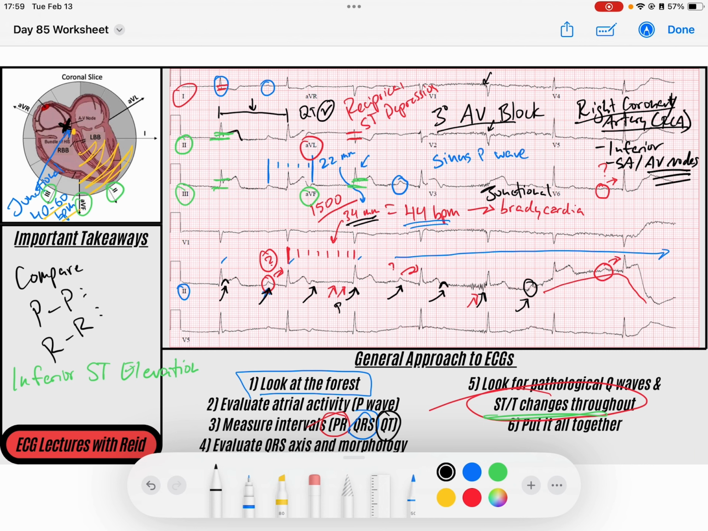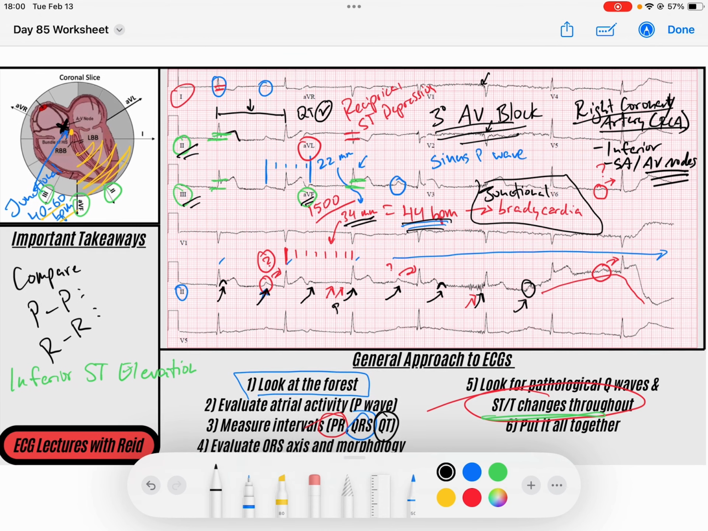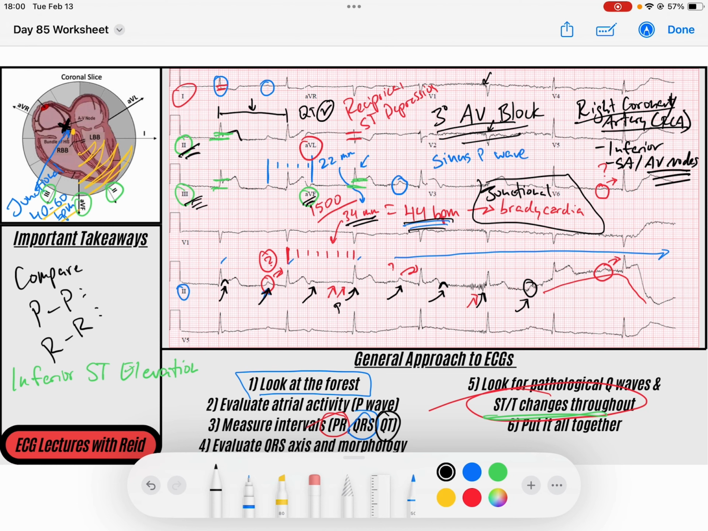What do we have? We've got a third degree AV block with sinus P waves marching through the rhythm. We've got a junctional bradycardic rhythm at 44 beats per minute, as well as ST elevation through my inferior leads with reciprocal depression in leads 1 and AVL. And so this is very concerning for an inferior ST segment elevation myocardial infarction with an occlusion of the right coronary artery. And that actually was confirmed in this patient when they went to the cath lab.